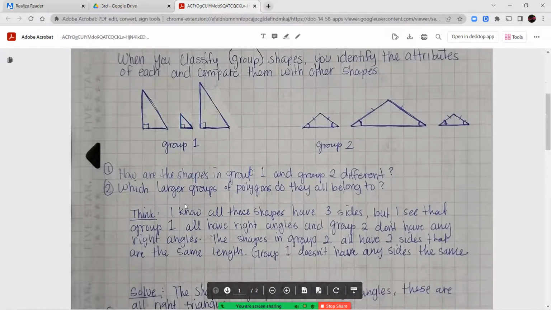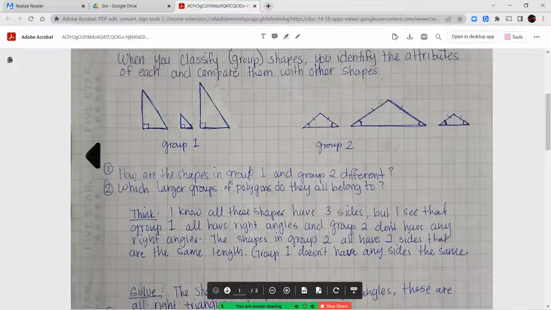And I want to focus on these 2 questions. How are the shapes in Group 1 and Group 2 different? Which larger group of polygons do they all belong to? So I need to stop and think. I know that all of these shapes have 3 sides, but I see that Group 1 all have right angles in them, and Group 2 don't have any right angles in them.